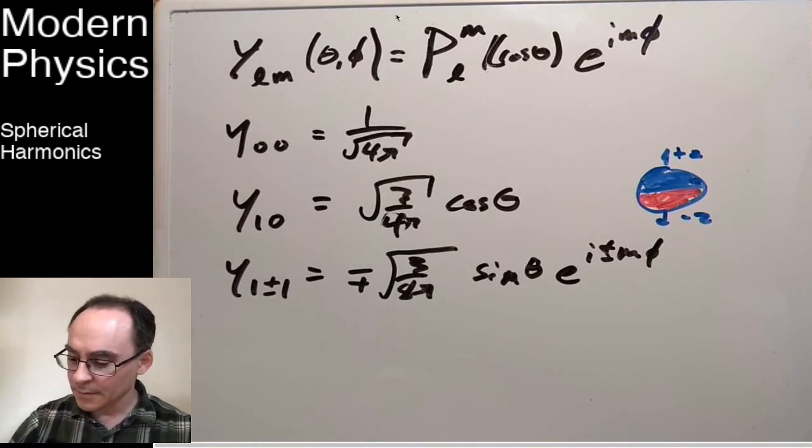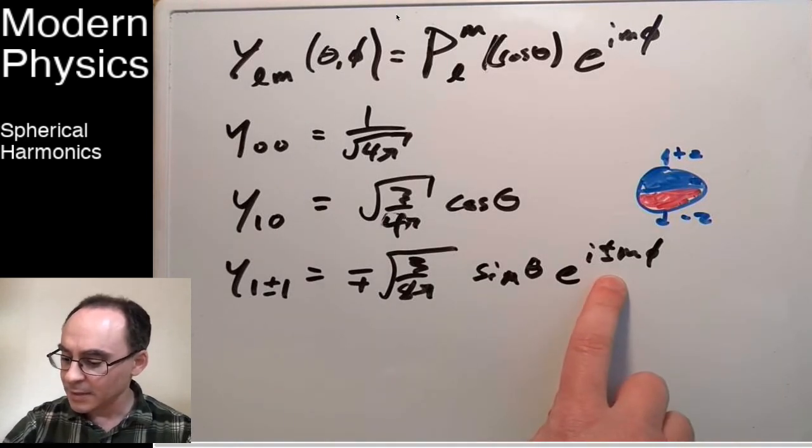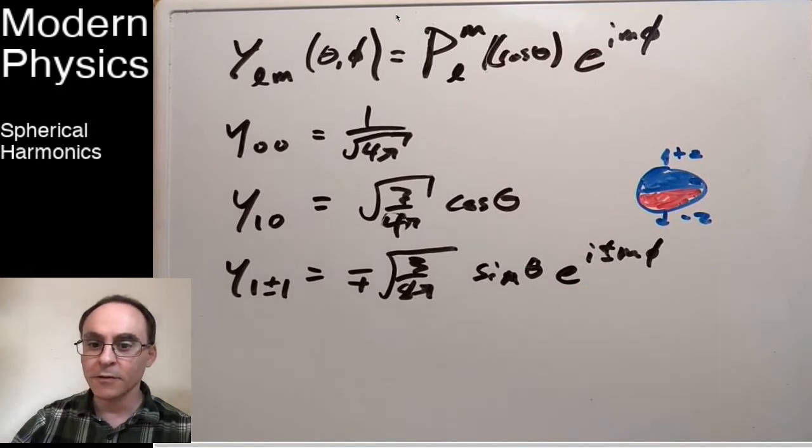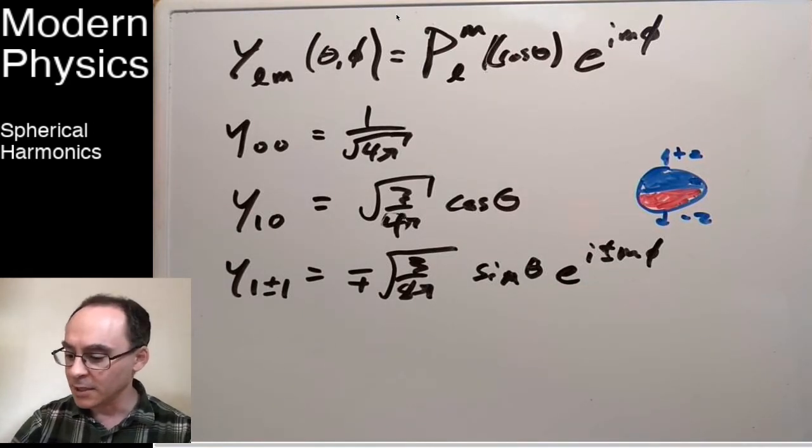And so that just means, depending on m, it has a plus or a minus sign. So that means one goes sort of clockwise, the other goes sort of counterclockwise. But when you add them together, you can get real functions.